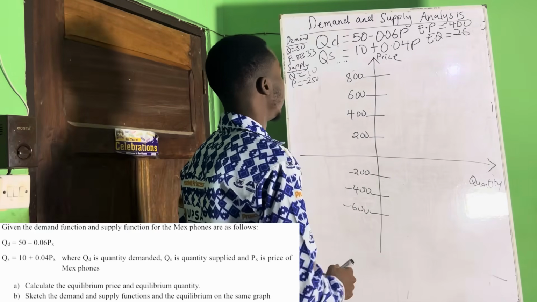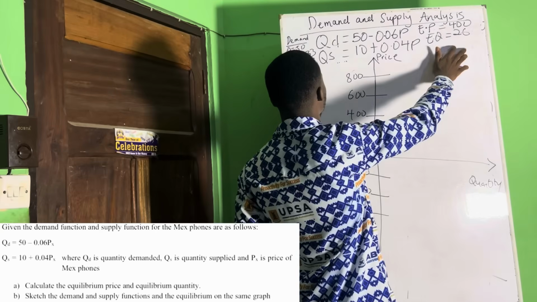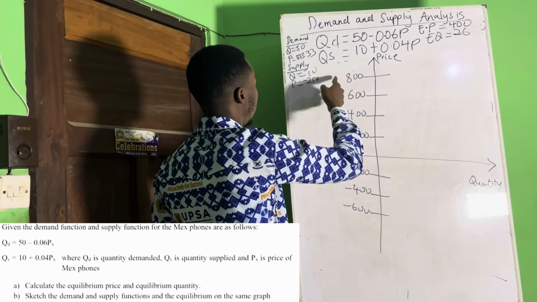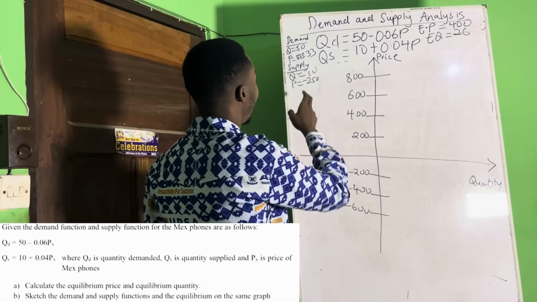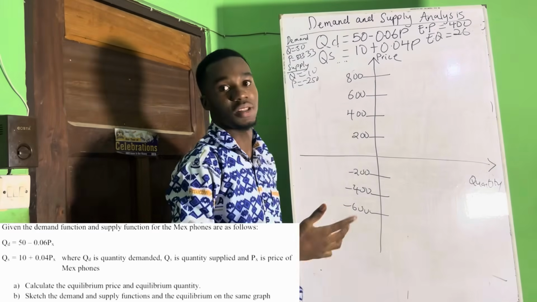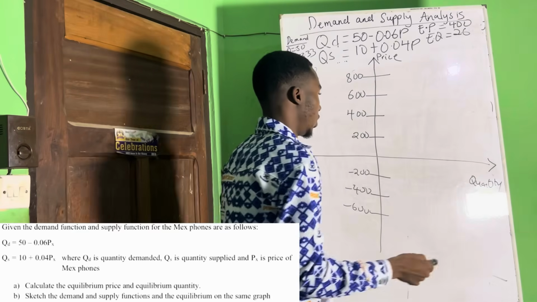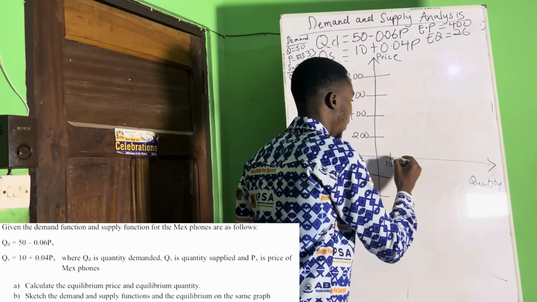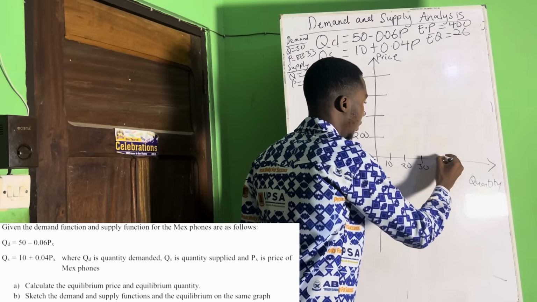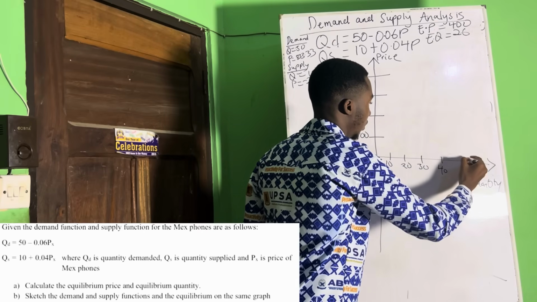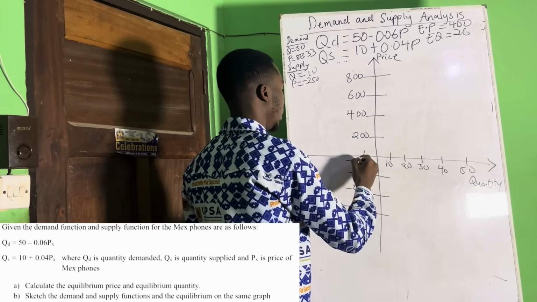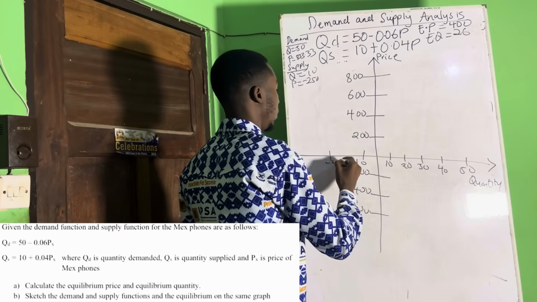Now let's go to the quantities. For the quantities, the equilibrium quantity, we got 26. For the demand, the quantity, we got 50. The supply, the quantity, we got 10. So the lowest is 10, the highest is what? 50. So you can just make it 10, 20, 30, 40, and all that. You get it? So 10, 20, 30, 40, and the highest was what? 50. So you can end here. Then here will be negative 10, negative 20, and all that.